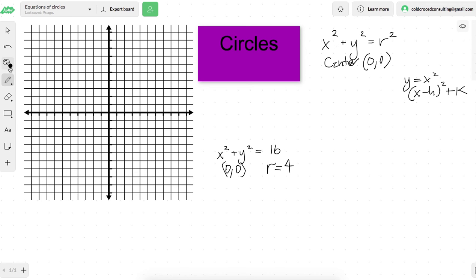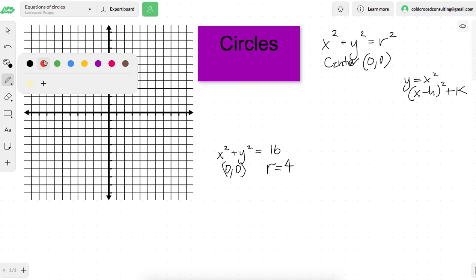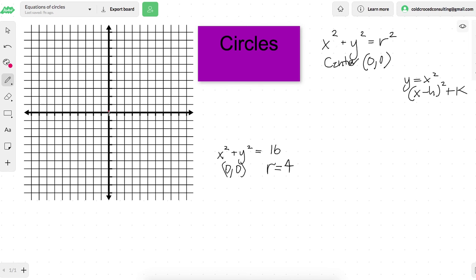So I think the easiest way to graph these, obviously with the center at 0, 0, it's there. If I count out 1, 2, 3, 4, all of these radii, 1, 2, 3, 4, 1, 2, 3, 4, and 1, 2, 3, 4, I can then graph my circle from there. Does that make sense? Hopefully.